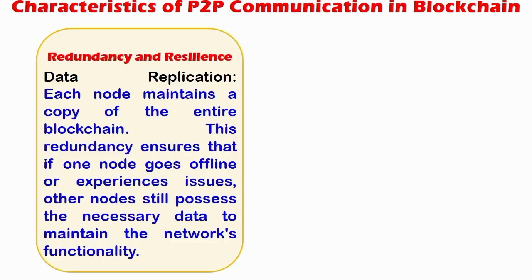Redundancy and resilience. Data replication. Each node maintains a copy of the entire blockchain. This redundancy ensures that if one node goes offline or experiences issues, other nodes still possess the necessary data to maintain the network's functionality.